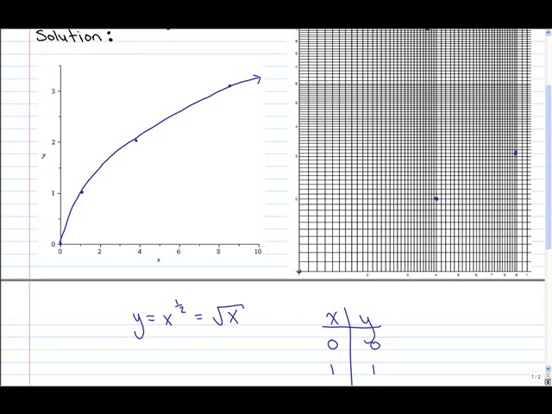Now you can see here that when you graph the square root of x on log-log paper, what you're going to see is a straight line.